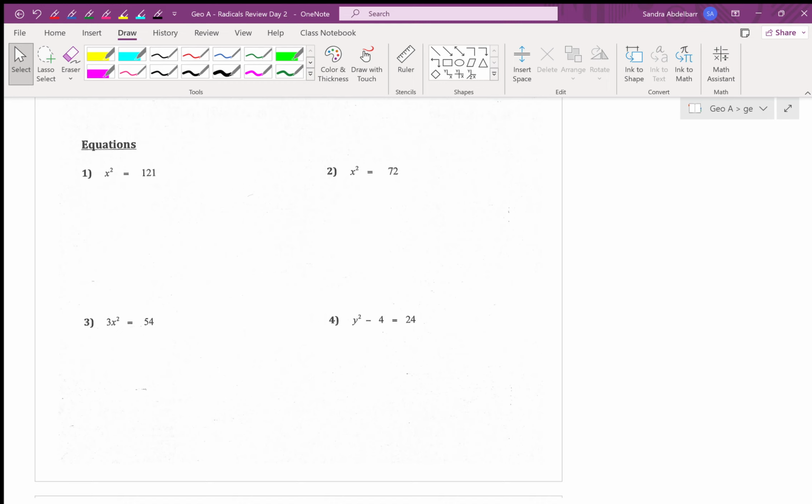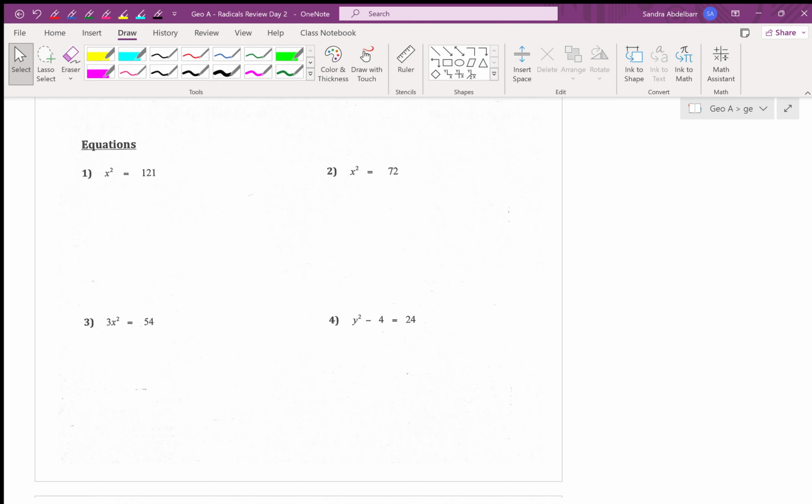So here we have x squared equals 121. When we're solving square root method, that's what this is called, what you want to do is get whatever is squared all by itself. Sort of like when you solve an equation, you want to get the variable by itself. So here is the x squared all by itself.